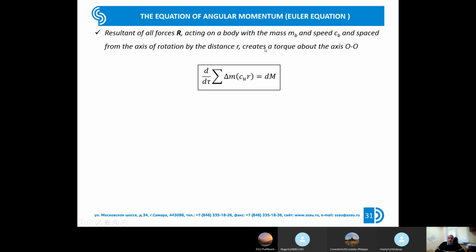Okay. The last equations are called the energy equation, the equation of angular momentum, or, more famously, the Euler equation for turbomachinery. It's a really important equation, but we will discuss it in the future, of course. So, from the course of theoretical mechanics, you need to know the equation and law of conservation of angular momentum.